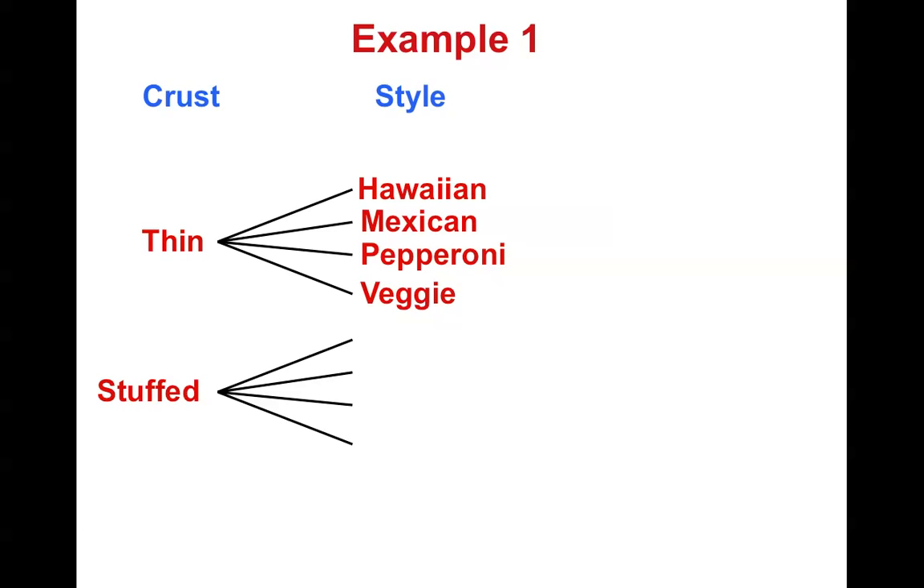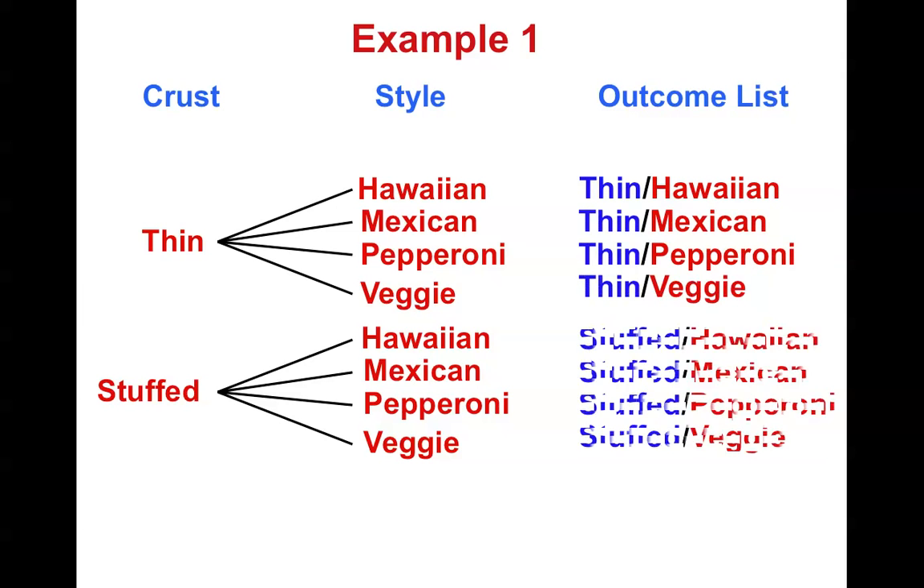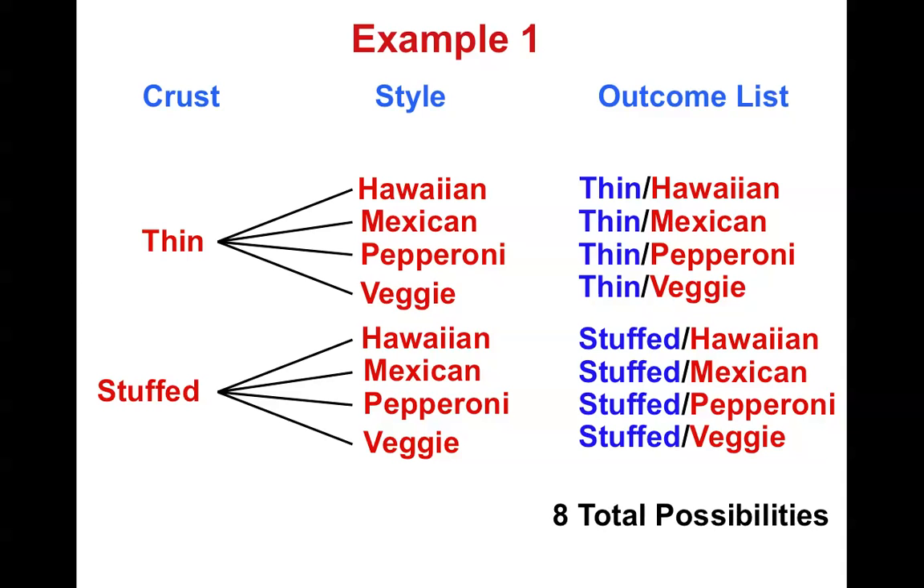So you could either get the Hawaiian thin, Mexican thin, pepperoni thin, or veggie thin. But you could also get the Hawaiian stuffed, Mexican stuffed, pepperoni stuffed, and veggie stuffed. It leads us to all our possibilities. And here's the list. You can tell that there are 8 different ways that you could order pizza at this particular restaurant. And so what we have here is a list of outcomes in our sample space, and we find out that there are 8 total possibilities for pizza here.